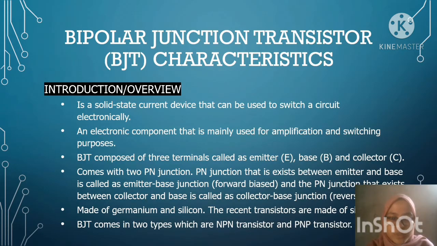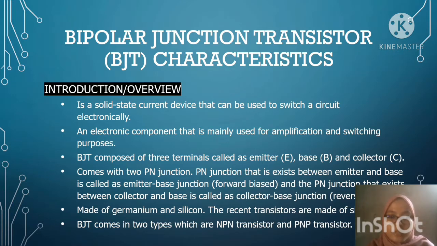Okay, for the first one, I will be presenting about bipolar junction transistor BJT characteristics. So let's take a look at the overview of BJT. BJT is a solid state current device that can be used to switch a circuit electronically. BJT is an electronic component that is mainly used for amplification and switching purposes. A BJT is composed of three terminals called emitter, base and collector.